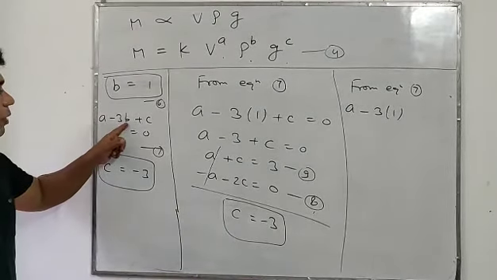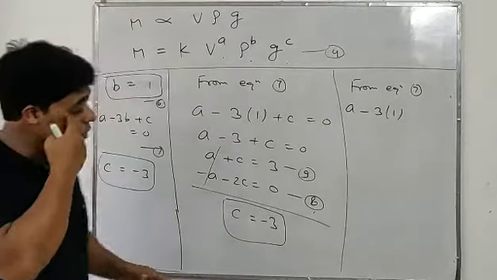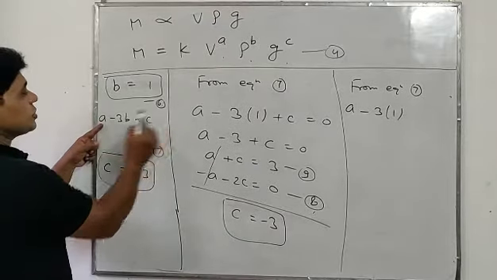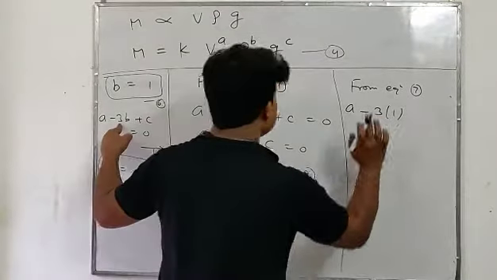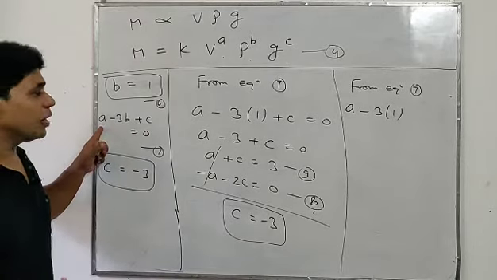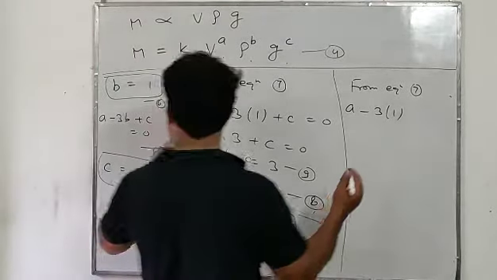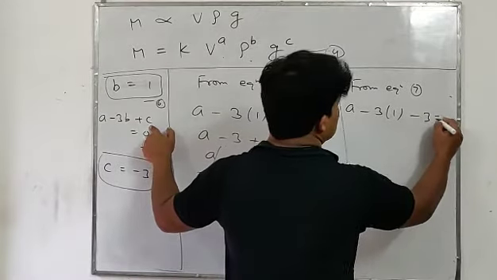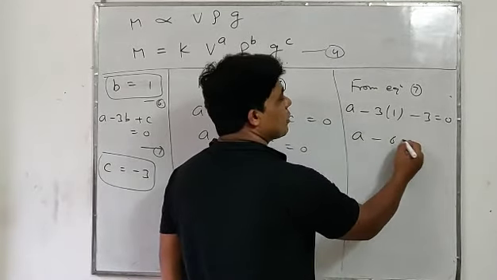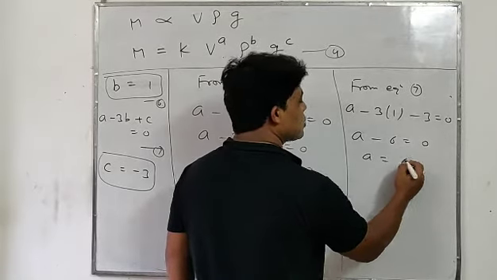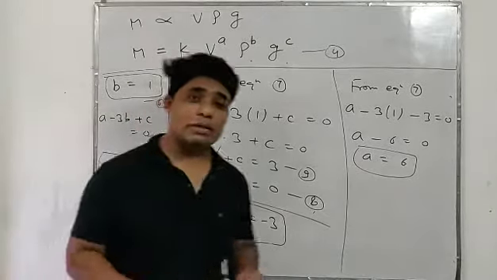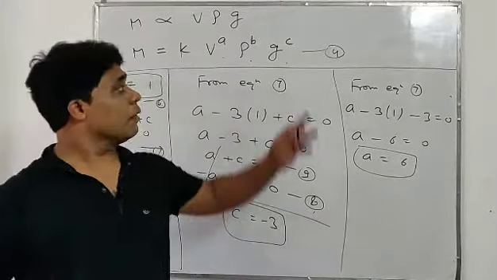Now we have to find only the value of a. For getting the value of a, we have to use equation number 7. So see the 7th: a as it is, minus 3 as it is, b is 1, and c is what? Minus 3. Here I am going to put minus 3. So minus 3 minus 3 is minus 6, and that gives a plus 6. So a will be 6. Finally we got all 3 values, a, b and c.